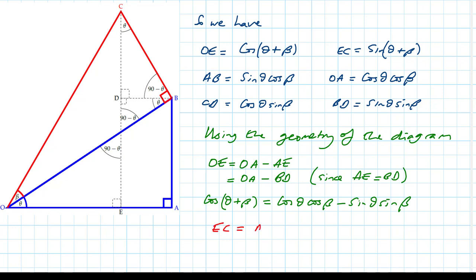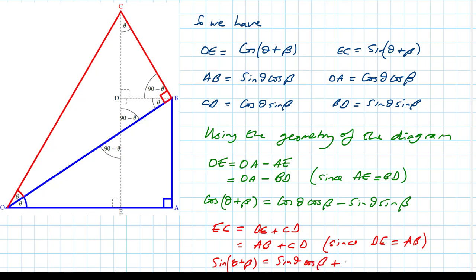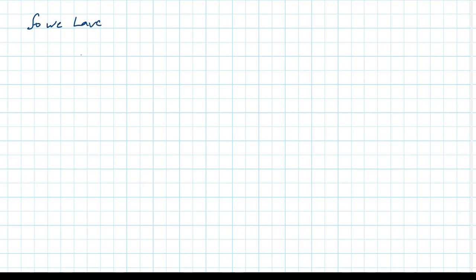Similarly, if we go from E to C, you can see that E to C is the length from D to E plus the length from C to D. Now that's the same as AB plus CD, because D to E and AB, if you look at the diagram, are the same. Substituting our values as we did before, we're going to find that sine of theta plus beta is equal to the sine of theta cos of beta plus the cos of theta sine of beta. So these are the results that we've just determined.